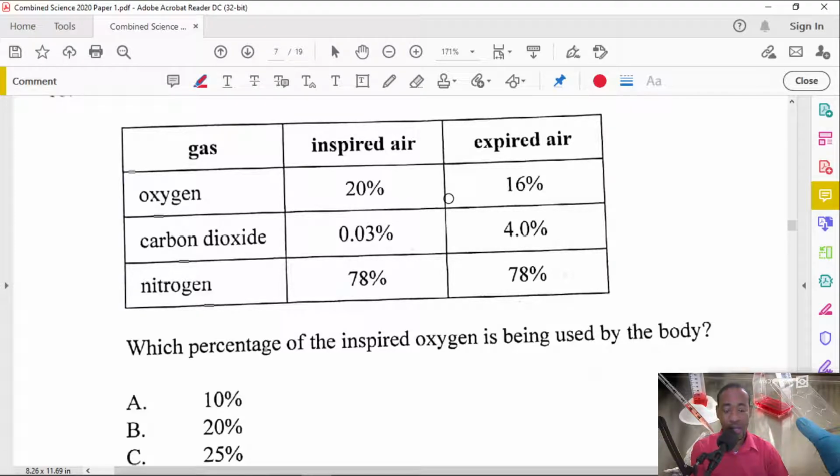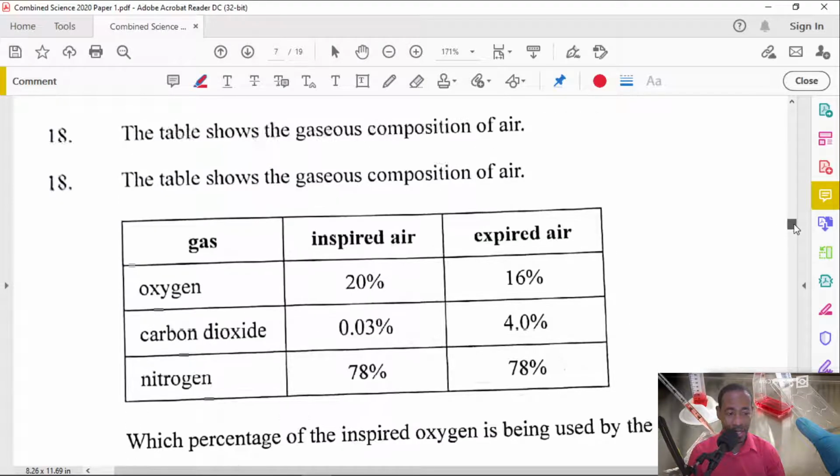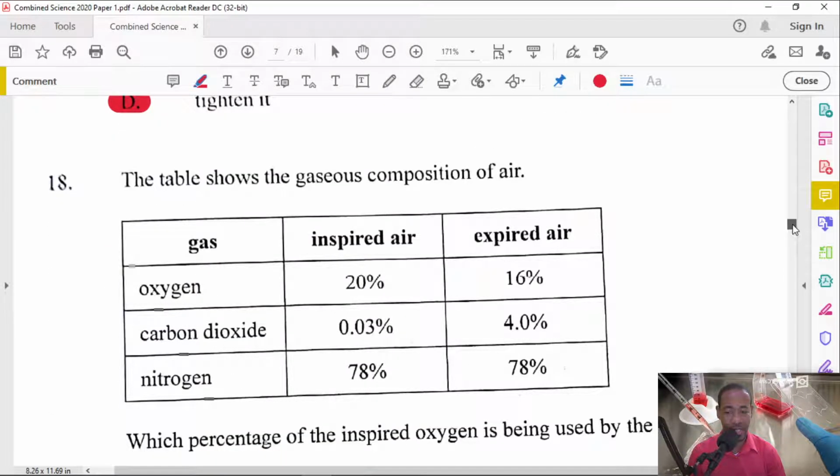So what you want to do here is to look at the difference. Remember, the difference between 20 and 16 is 4. So we're going to do a quick calculation. How to find the percentage of what has been removed? You're going to put the 4% over the original, which is 20, because you think about inspired here.